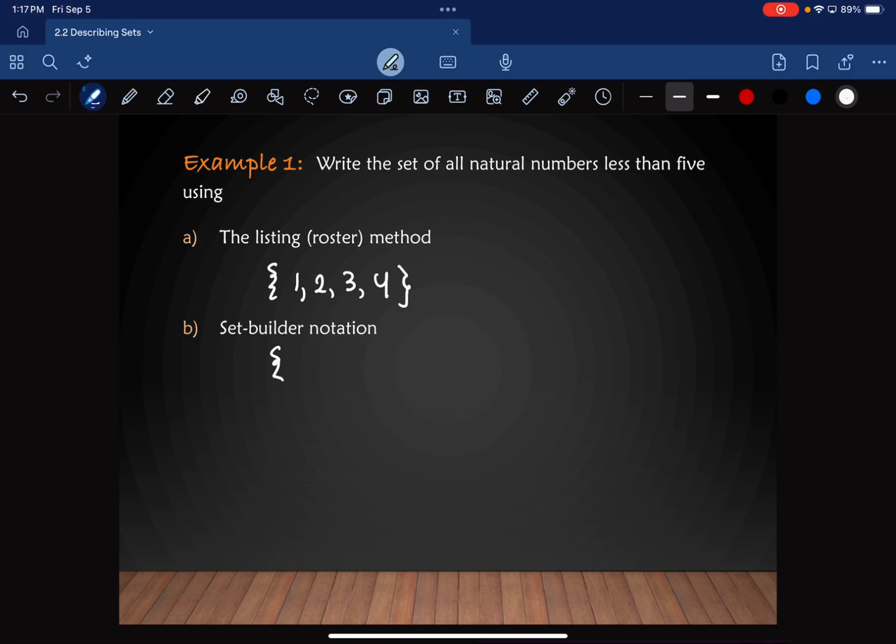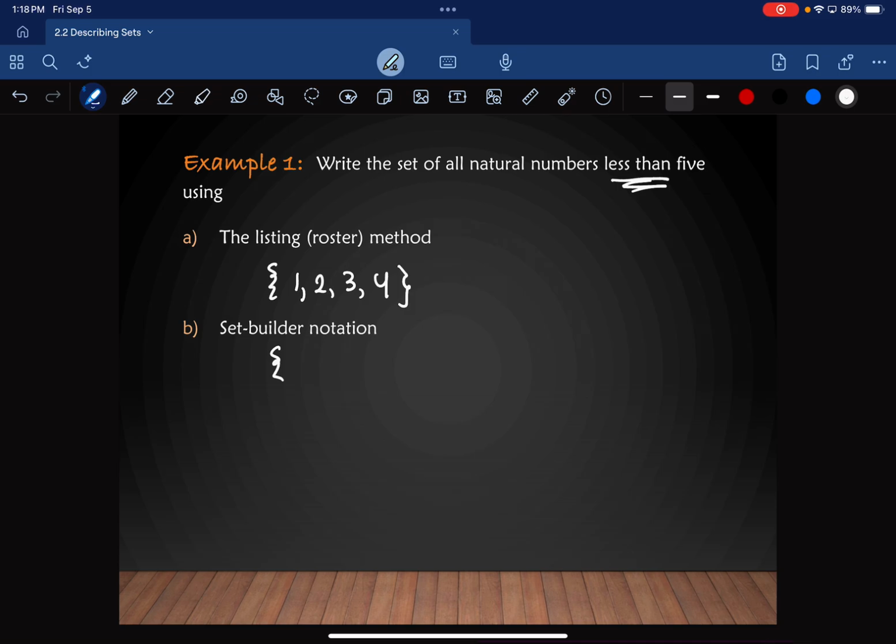Okay, so why do I not get 0? 0 is not natural. If it said whole numbers, I'd have gotten a 0, right? It's not a natural number. And why don't I get 5? Because those are less than. It specifically said less than, right? Now if it said less than or equal to, then we would get 5. So pay attention to some of those nuances.